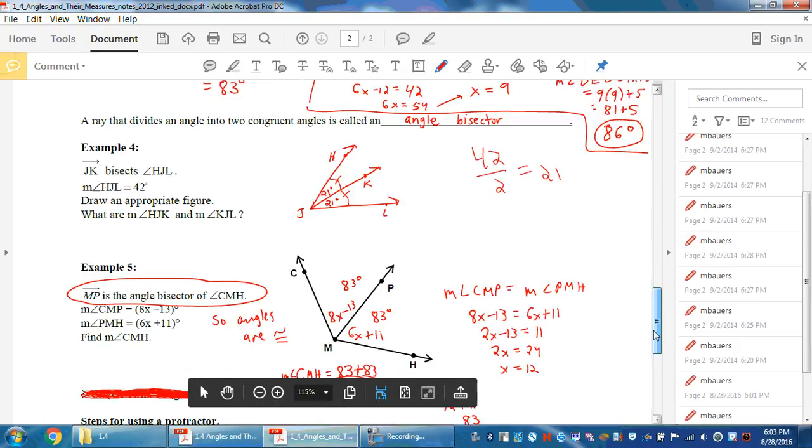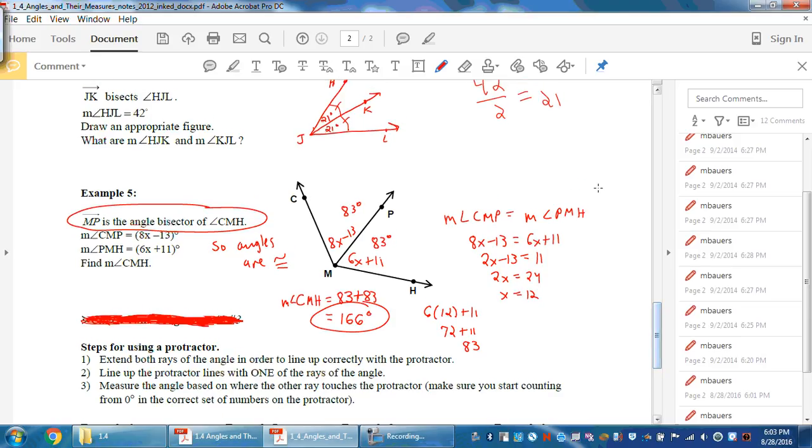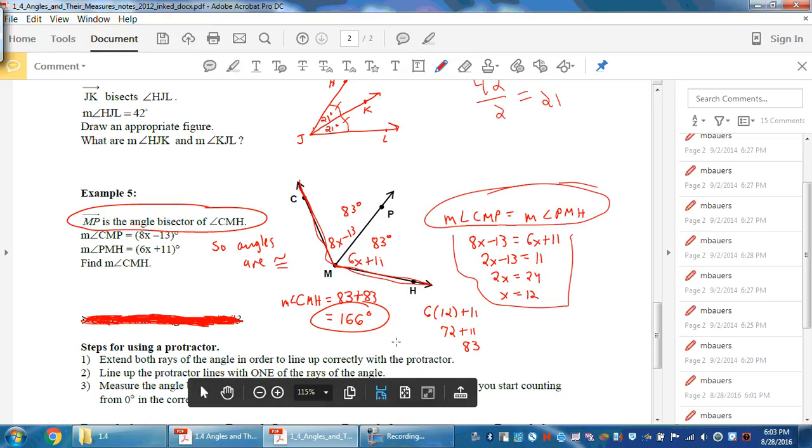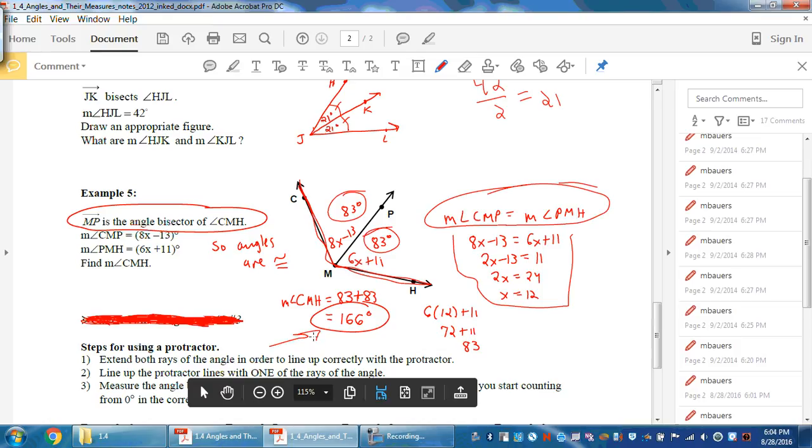And that's going to look like this. So we're going to set them equal, solve for x. Now they want to know CMH, which is the whole thing. So we're going to substitute the 12 back in for both of these expressions, and they should be equal. It should be the same number, so we get an 83 and an 83. So what's CMH? 83 plus 83 is 166. Okay?